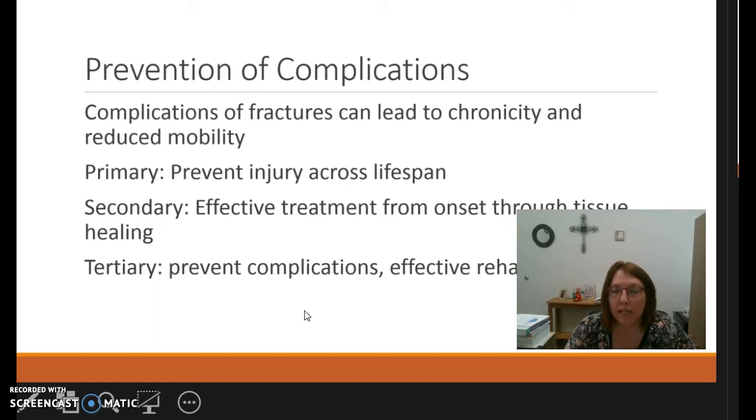Prevention of complications. Complications of fractures can lead to chronicity and reduced mobility. So the biggest thing is we need to prevent injury across the lifespan. On my next slide, we'll talk about that a little bit more. Secondly, we need to have effective treatment from the onset through tissue healing. And then tertiary is to prevent complications and make sure that we have effective rehabilitation for our patients.